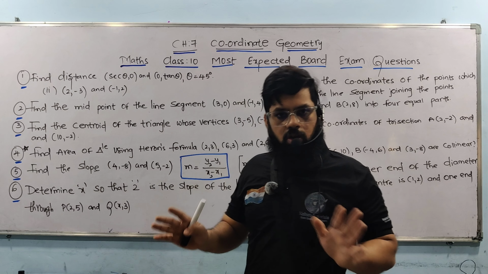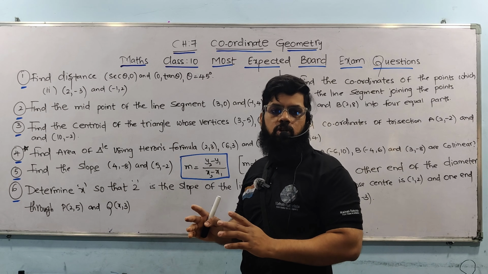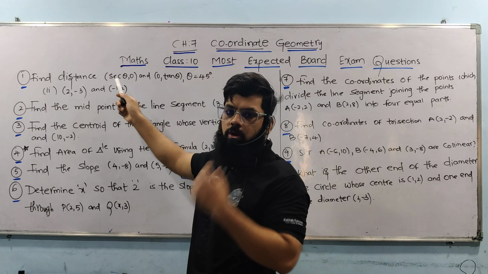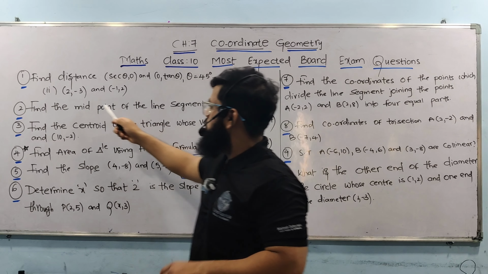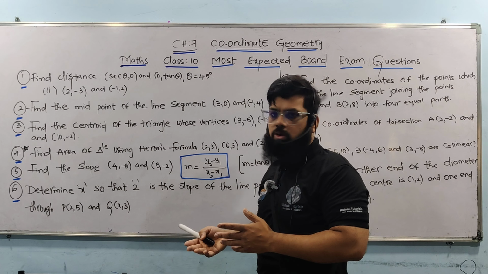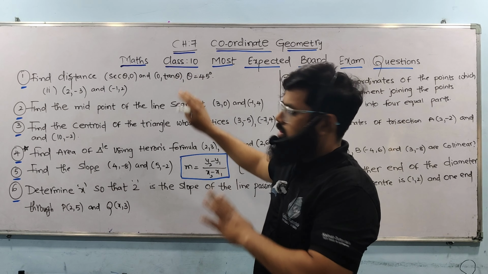Everyone is already aware of the distance formula: under root (x2 minus x1) whole square plus (y2 minus y1) whole square. They will give the coordinates like this in trigonometric ratio form, or sometimes normal numbers, or sometimes in logarithm form also. So be ready. Practice these questions and be ready to find the distance.